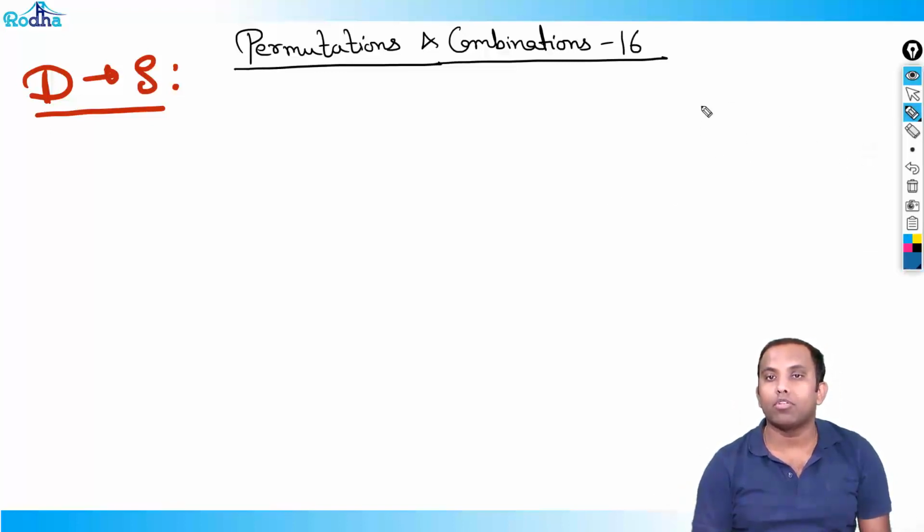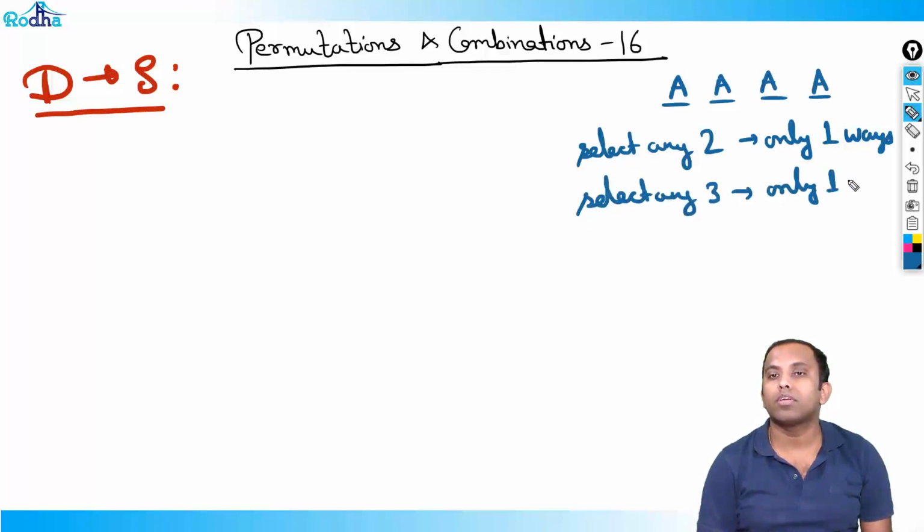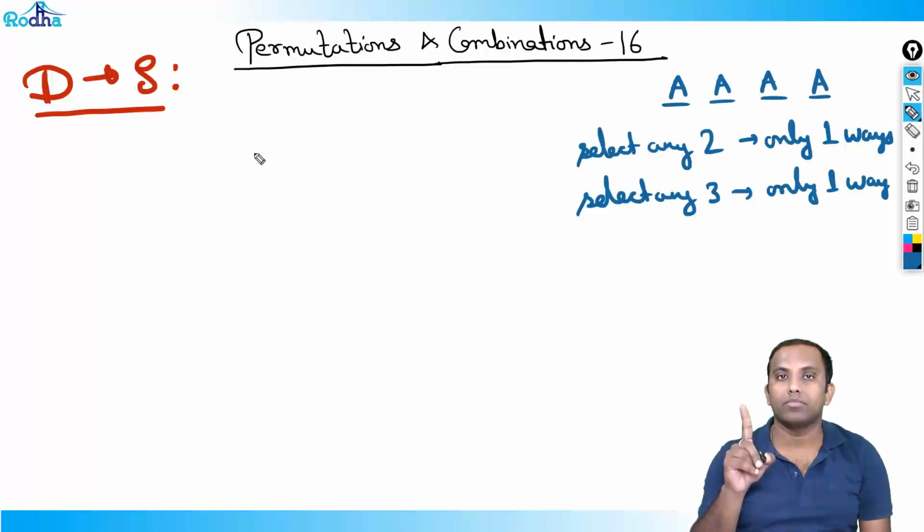We explained that time also that if there are four identical letters, suppose A, A, A, A, in how many ways can you select any two? Only one way, because there are four identical. Any two you select, only one way. You select first, second, or first, third, or second, fourth, all has to be only one way. In how many ways can you select any three? Only one way, because first, second, third, or second, third, fourth, all will look alike, because all are identical.